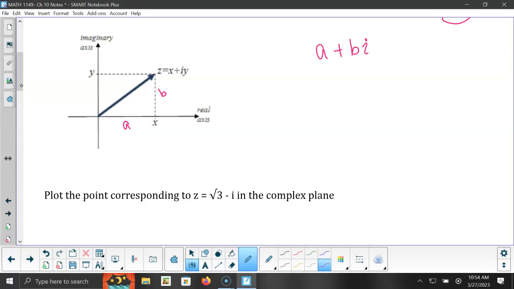I would just be like, graphing complex numbers. Boom. This is how you do it.